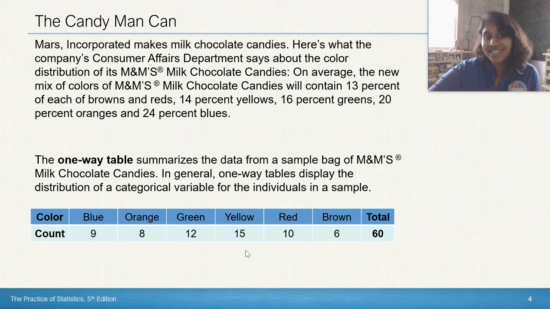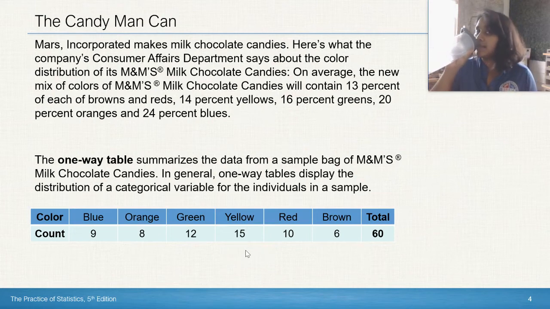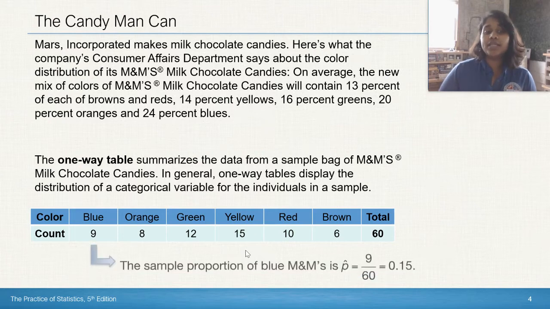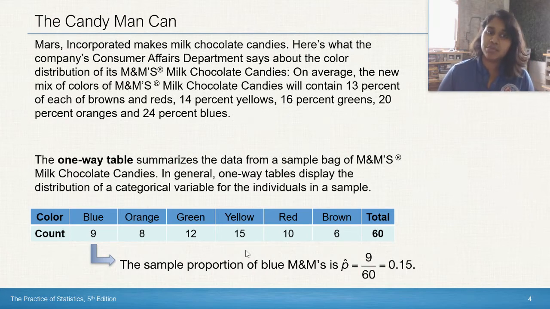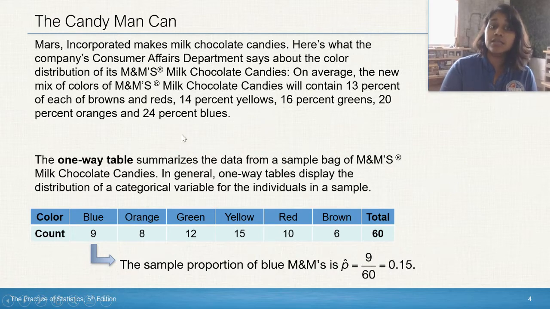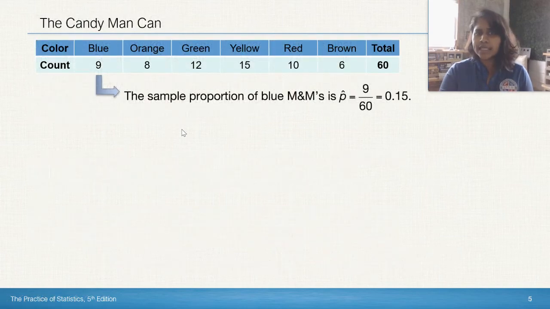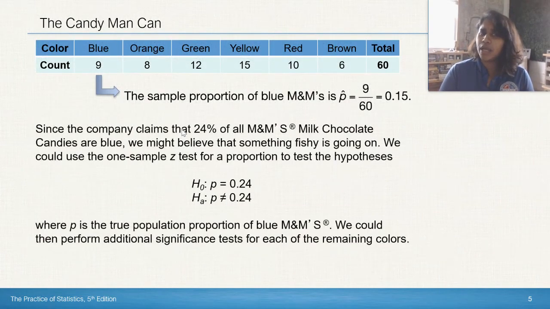Someone took a sample of 60 and generated a one-way table to summarize what the counts actually look like in that bag. In that bag, the blues were 9, orange 8, green 12, etc. If we look at the p-hat value, the proportion of blue candies in this bag, 9 out of 60 is only 15%. The Consumer Affairs Department said that the distribution should be closer to 24%. So we're asking ourselves, is something fishy going on?